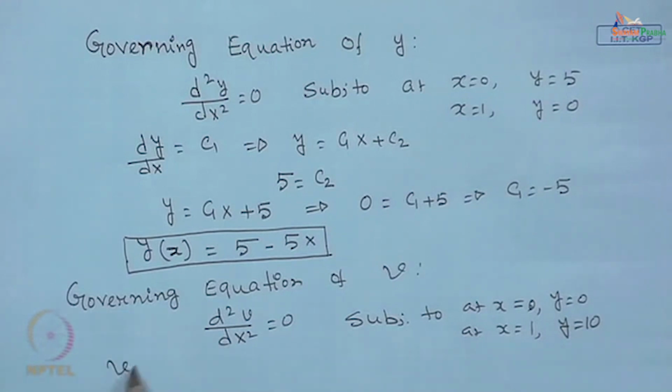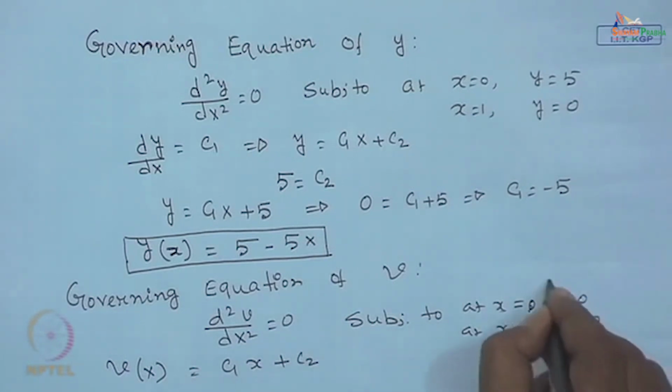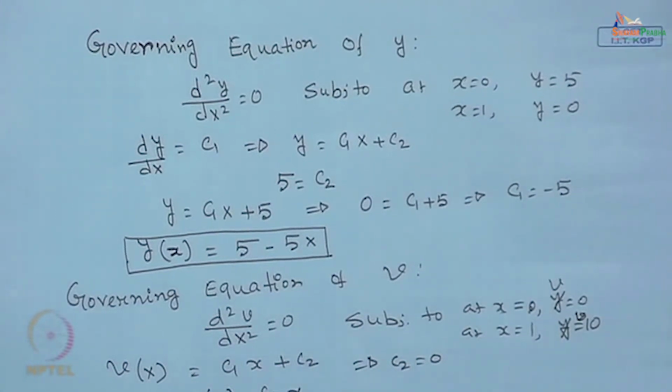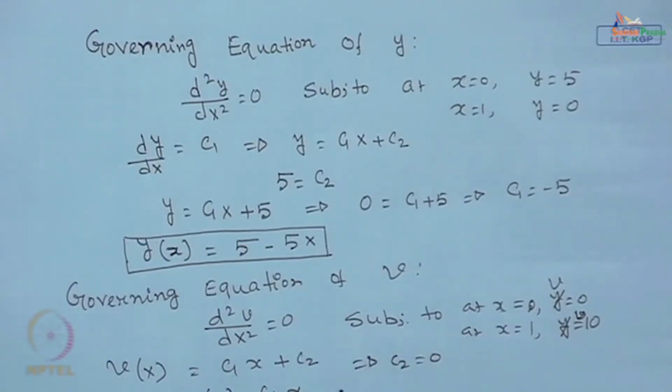So, again in this case, the solution will consist of c1x plus c2, and using these two boundary conditions we will be evaluating c1 and c2. At x equal to 0, v should be equal to 0. So, therefore, c2 equal to 0. So, therefore, v of x is nothing but c1 times x, and what is c1? That has to be satisfied by the other boundary condition, that at x is equal to 1, v is equal to 10. So, 10 is equal to c1. So, we can construct the solution of v now.